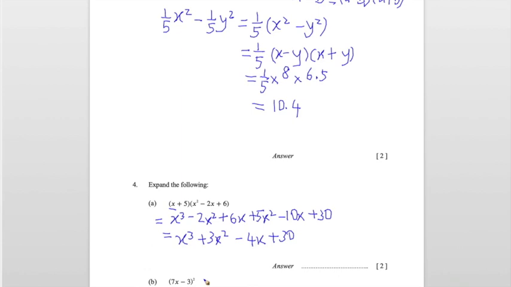Here we have a perfect square. For a perfect square, when we multiply, we have 7x times 7x will be 49x squared. The middle term, we multiply across, minus 21x minus 21x altogether, minus 42x. And the last term, minus 3 times minus 3, plus 9.